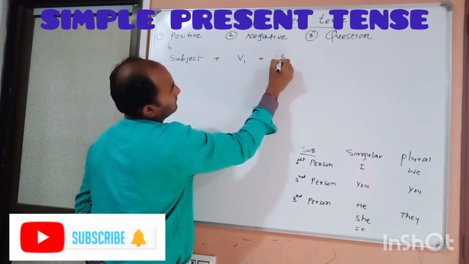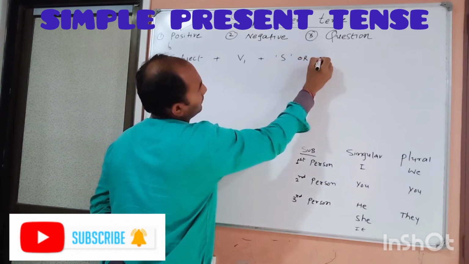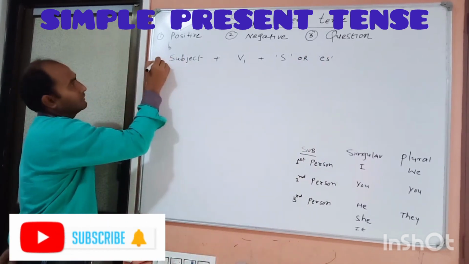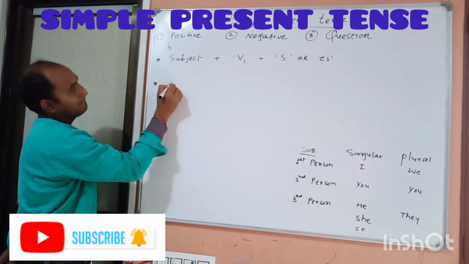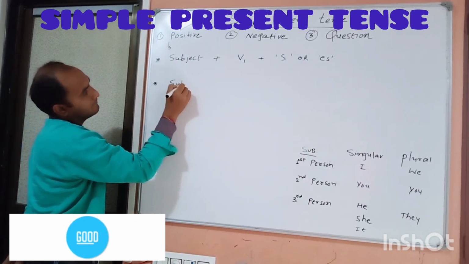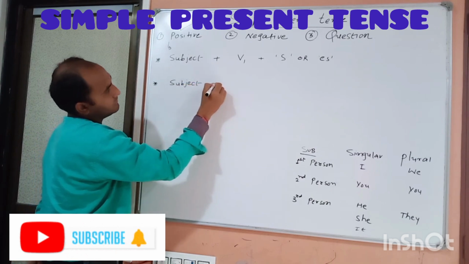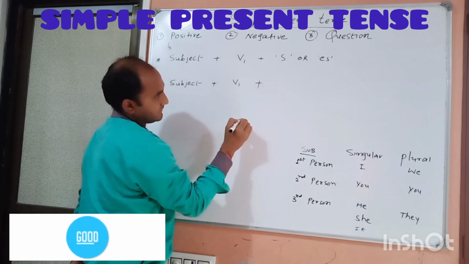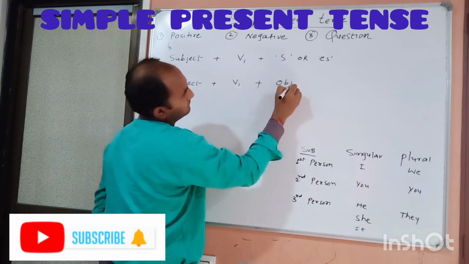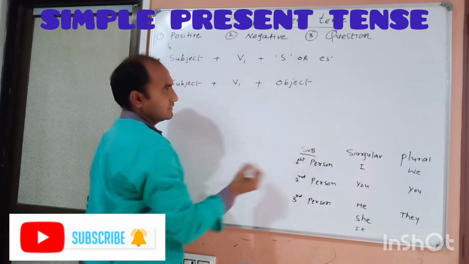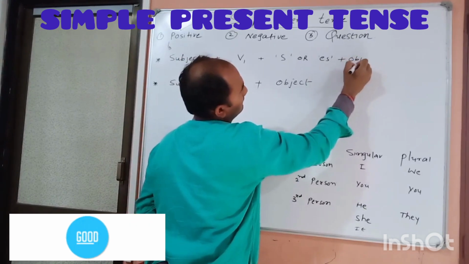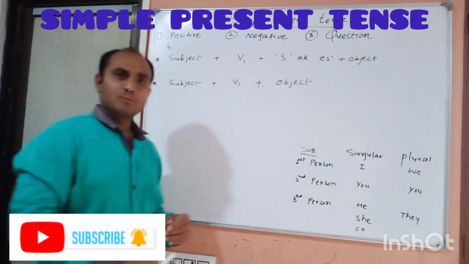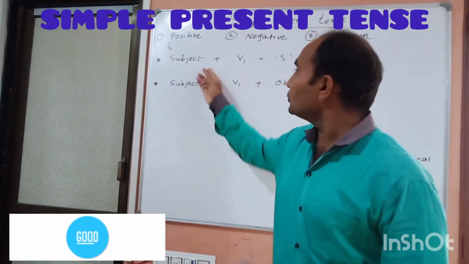plus S or ES, and second one, subject plus V1 plus object. Here also we can add object. So in positive, why we have written two structures?